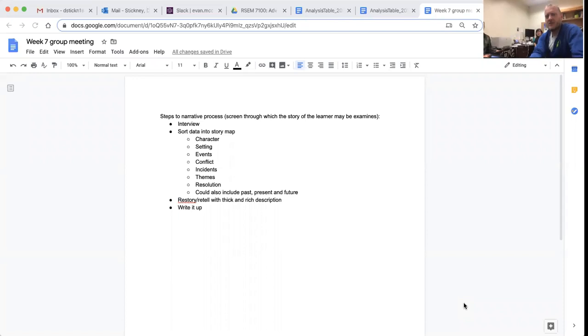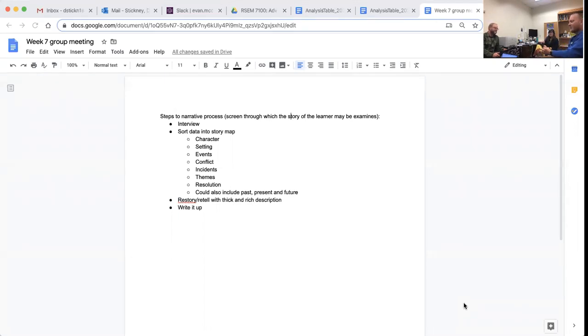All right. So these are just our real down and dirty notes. I'll read through, but Katy, since you have the most knowledge, you might be able to fill in some of this stuff for us. Basically, it follows a literary logic. You interview the person, and then as you're sorting through the data, you group it by literary terms, like characters, setting, events, conflicts, incidents, themes, resolution.